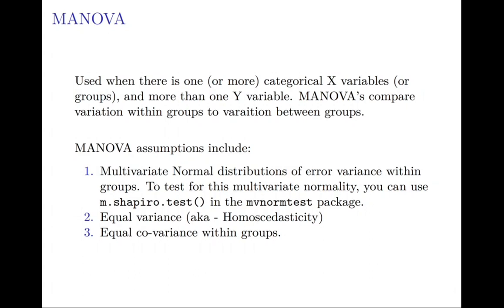And the assumptions of MANOVA are the multivariate normal distribution of error variance within the groups. And for whatever reason, should you want to test for this multivariate normality, you can use the mshapiro.test in the mvnormtest package. The MANOVA assumes that you have equal variance, remember this within your groups, a homoscedasticity, and then also that there's equal covariance within your groups.